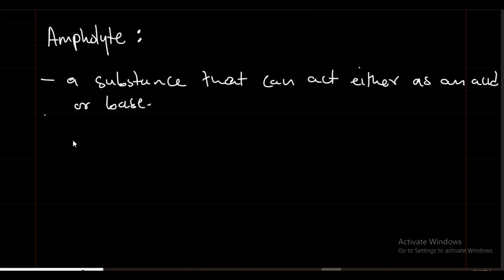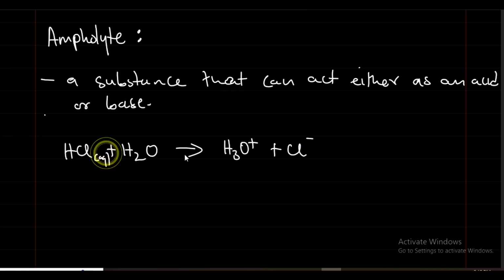Let me give an example. If I dissolve HCl in water, what am I going to have? I'm going to have the hydronium plus the chloride ion. Let me include the states here.